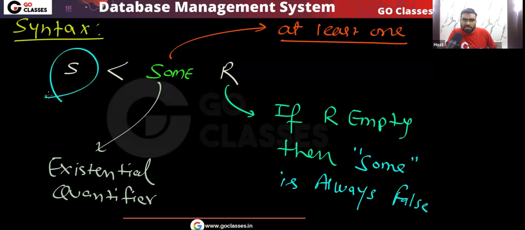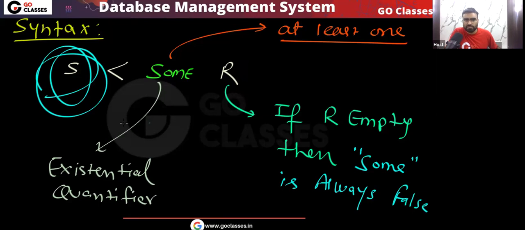Okay, so no one will satisfy. So here you can see no one is going to satisfy. Is this clear? Okay, very simple.